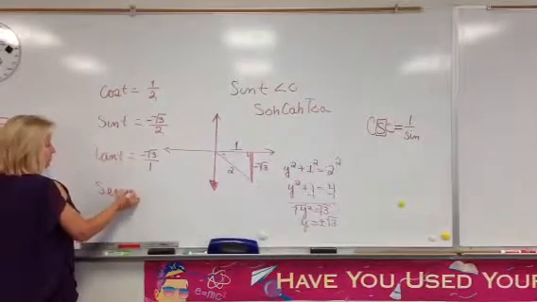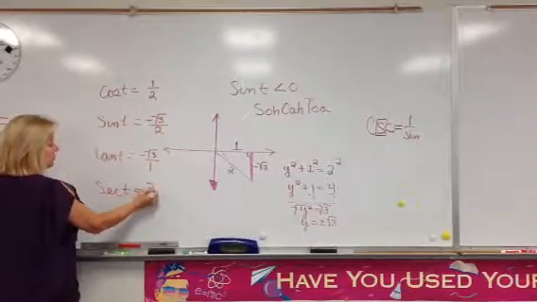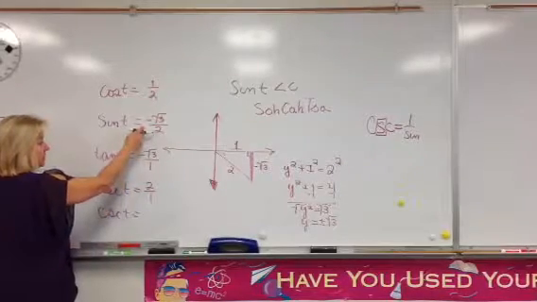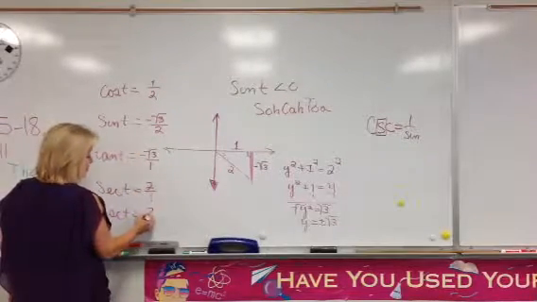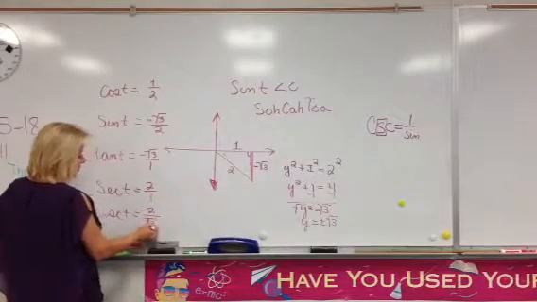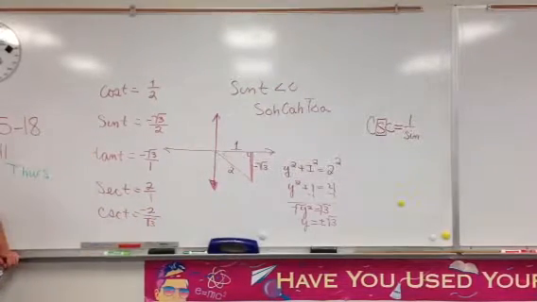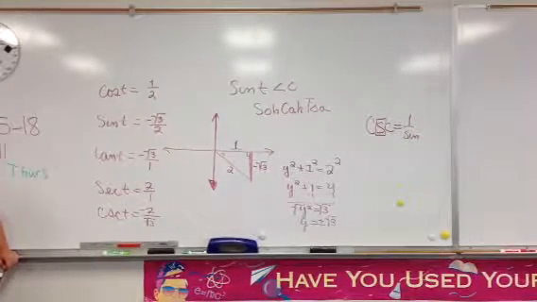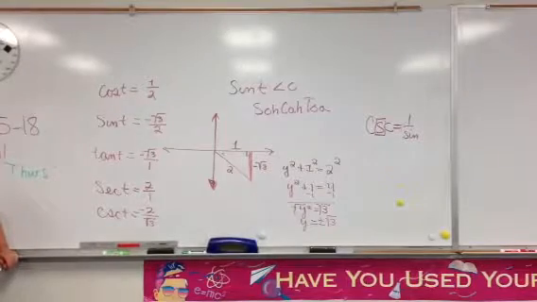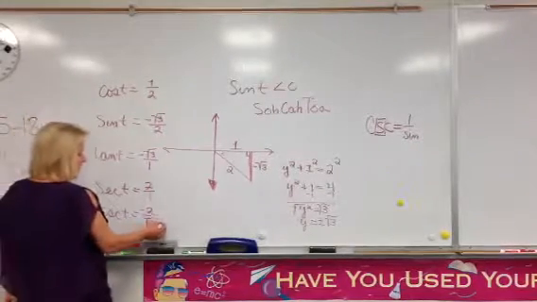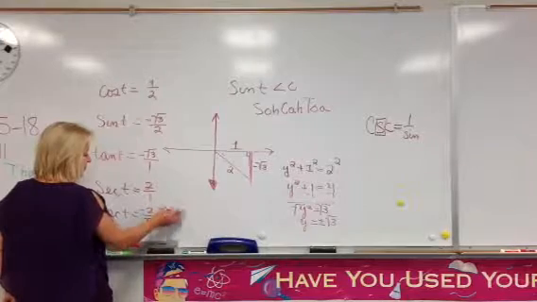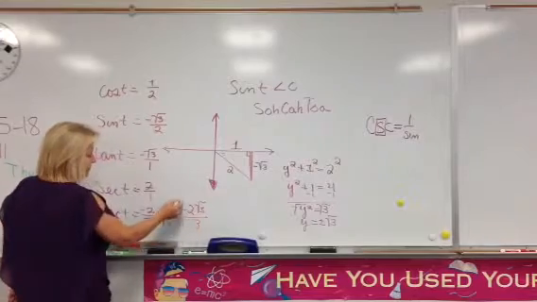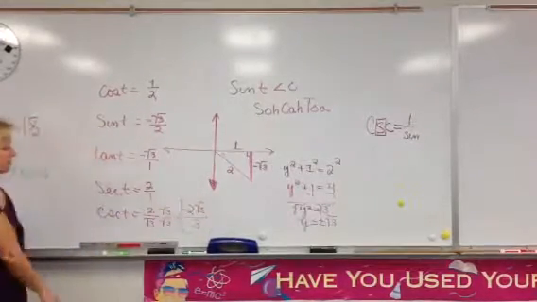Secant, we were already given, 1 over 2 is 2 over 1. Cosecant is this one flipped over. Keep the negative in the top. And can I leave a square root in the bottom? No, what do we have to do? Rationalize. So multiply by root 3. So that's the answer we're looking for.